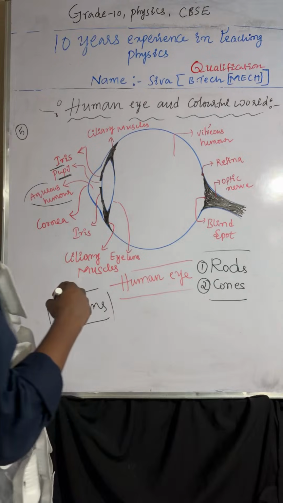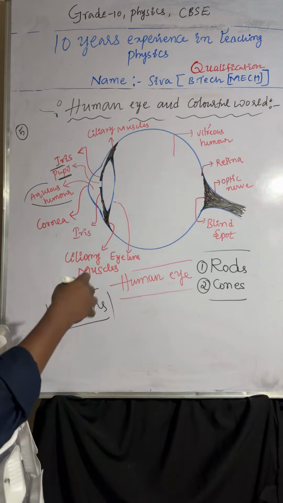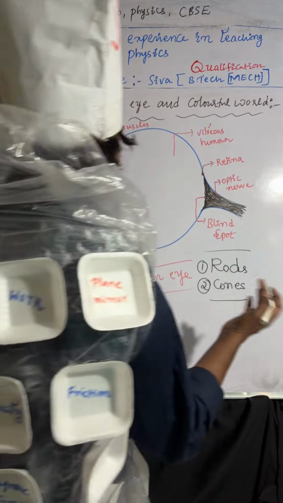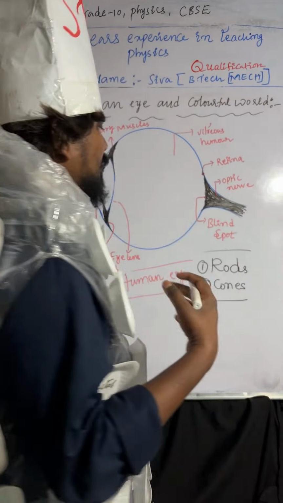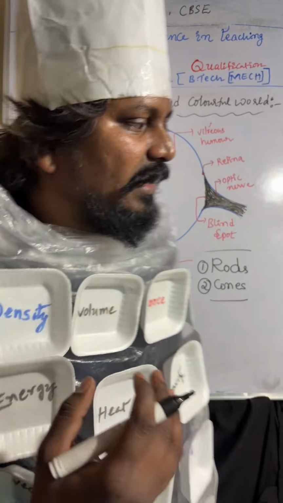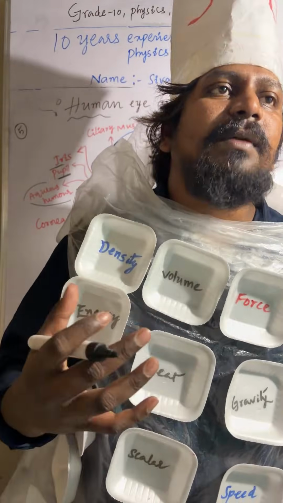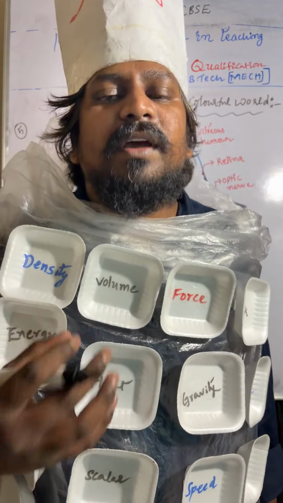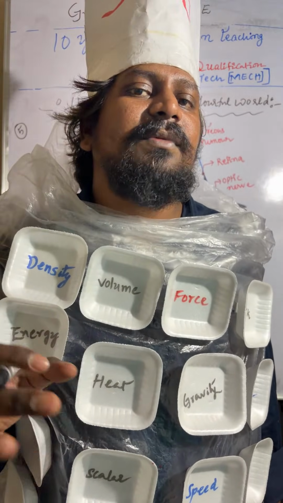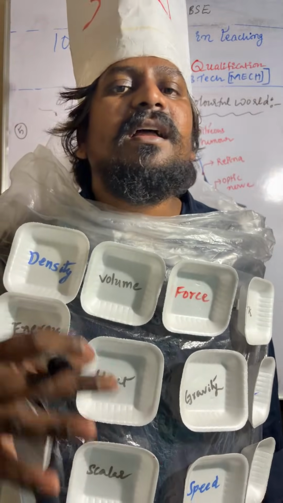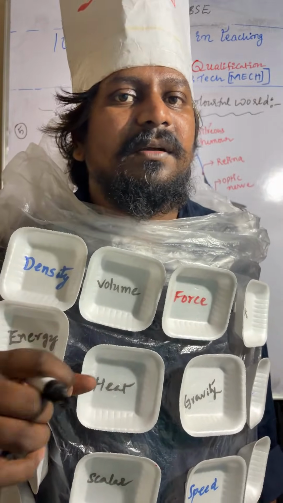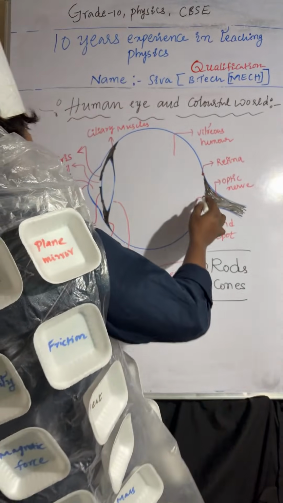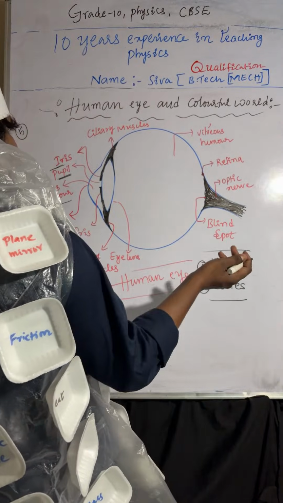The images forming at the retina will be converted into electrical signals that will pass to the brain through the optic nerve. Only through the optic nerve will this electrical signal reach the brain. Coming to the blind spot: it is where all the nerves are reaching the brain. So here is the blind spot, and that is the optic nerve. I hope it is very clear.